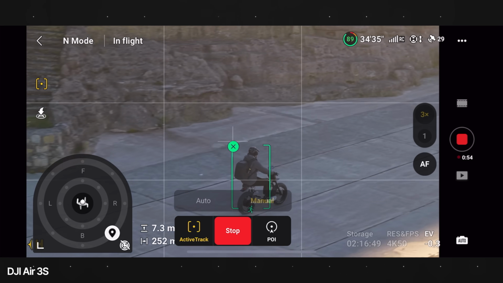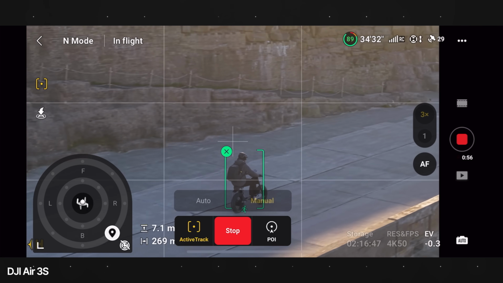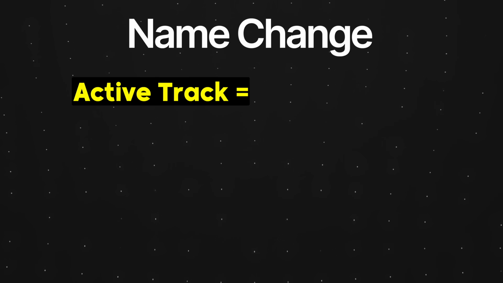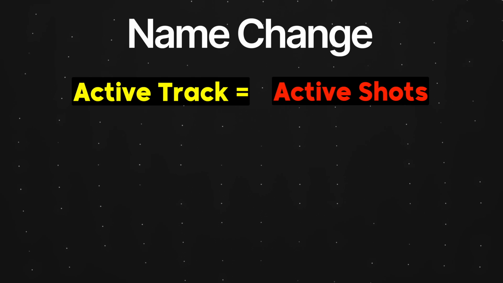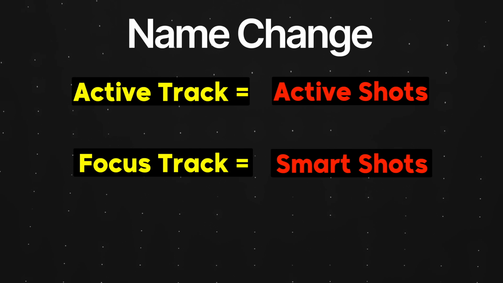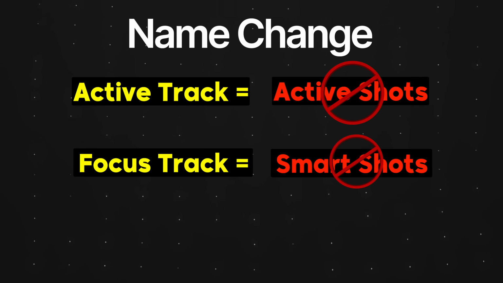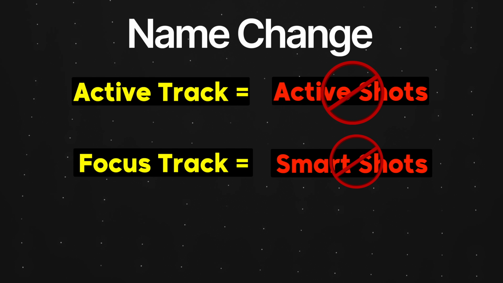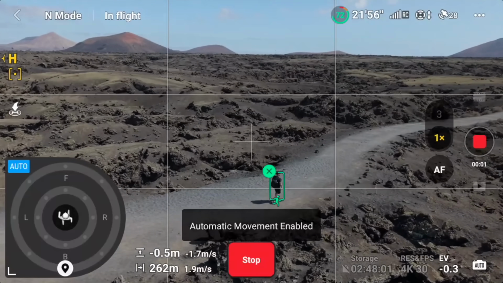Getting the drone to automatically track you is fantastic. Well, DJI changed the name of Active Track last year to Active Shots, and they changed Focus Track to Smart Shots. Well, that has changed again. So it's now back to the original names of Active Track and Focus Track. I've honestly no idea why.